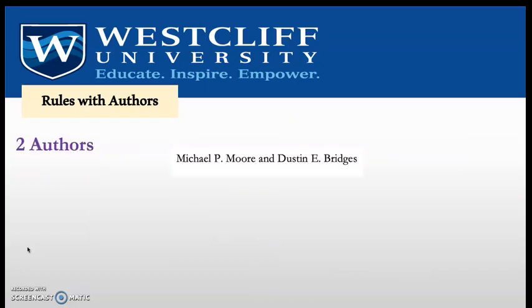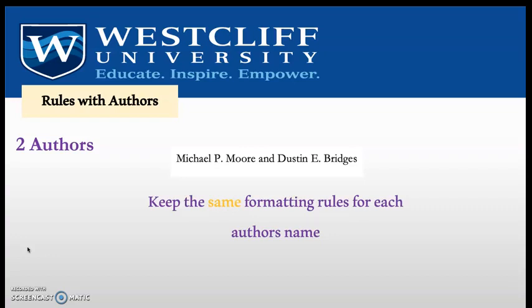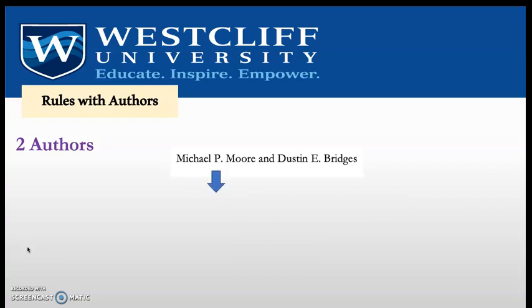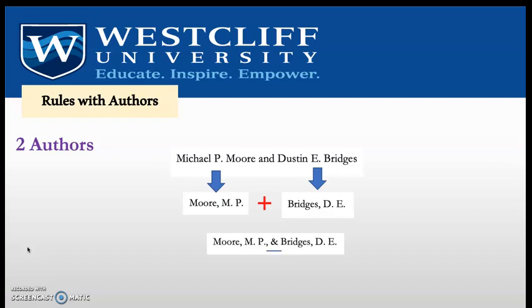Secondly, if you have two authors, you're following the exact same formatting rules. Okay, so Michael P. Moore would become Moore MP. Destiny Bridges would become Bridges DE. Now to combine them, we're going to use a comma to separate them, as well as an ampersand.